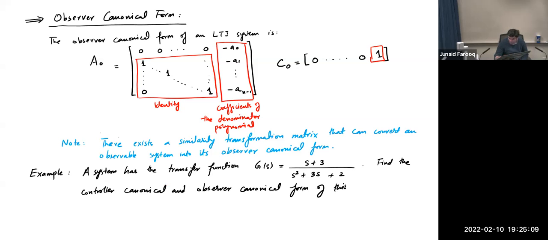So I need volunteers now. I think this is a very direct kind of question. You don't even need to do anything. You can just do it by inspection. So what would be a controller canonical form for this system?